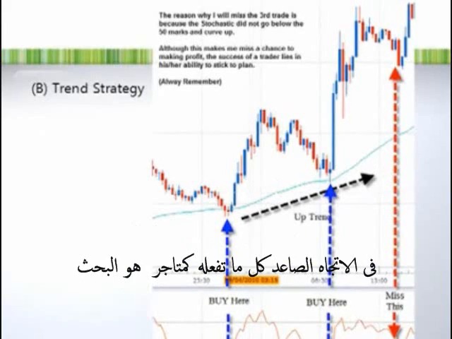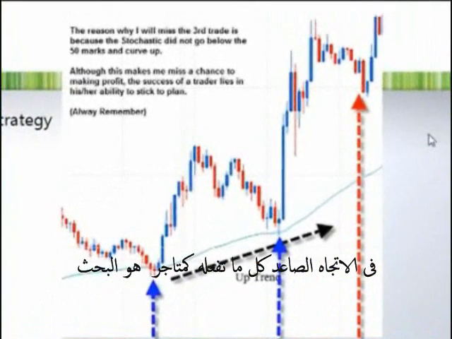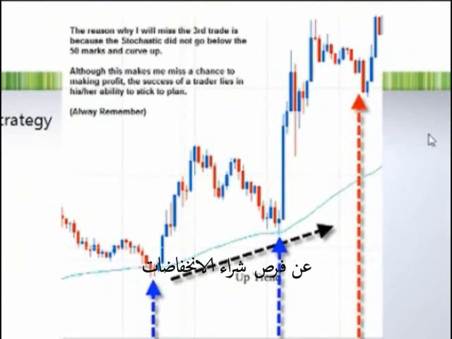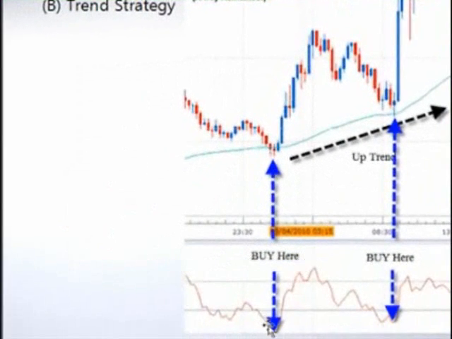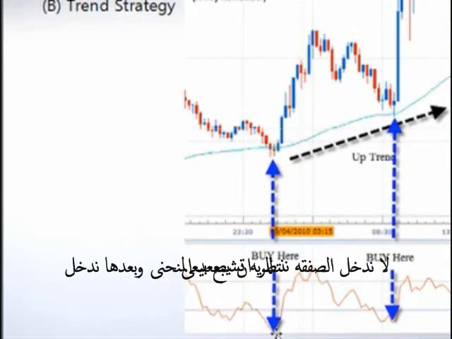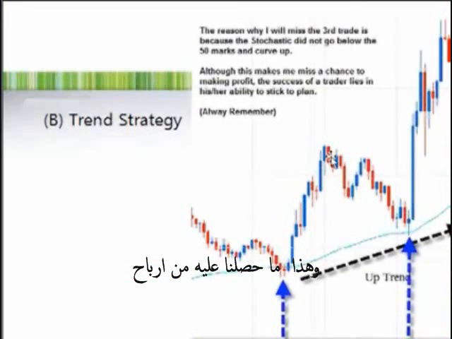So when you're in an uptrend, what we are doing as a trader is always looking for an opportunity to buy the dips. So can you see here, the price shows a dip here. RSI goes oversold. Okay, so do not enter straight away. Wait for the RSI to curve up. Enter a trade. This is what you get.